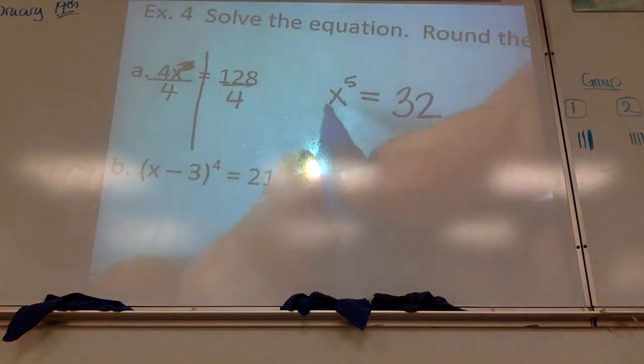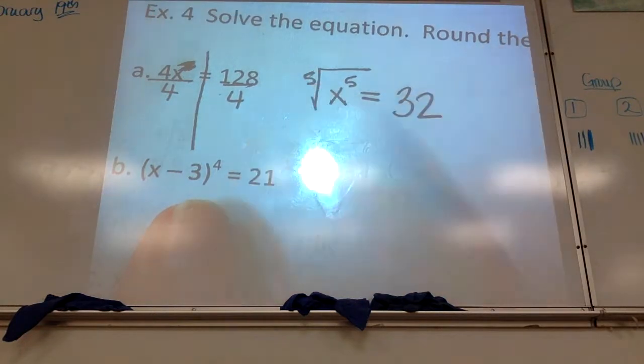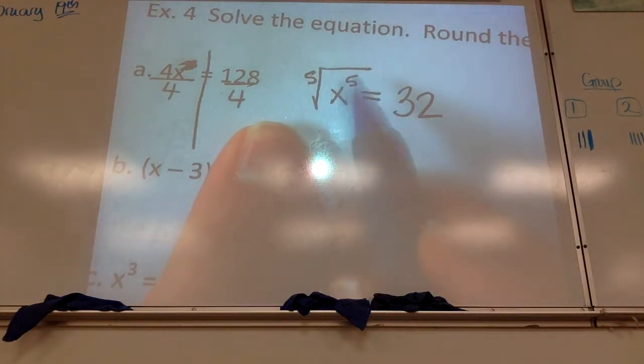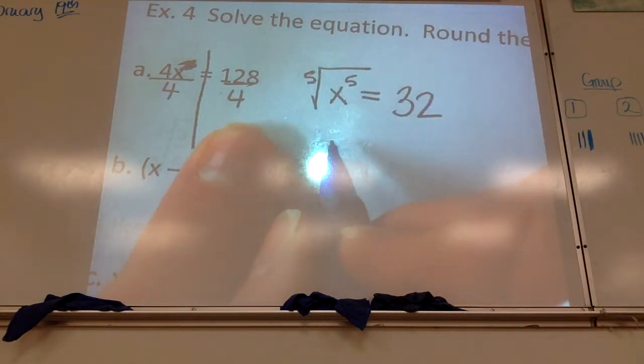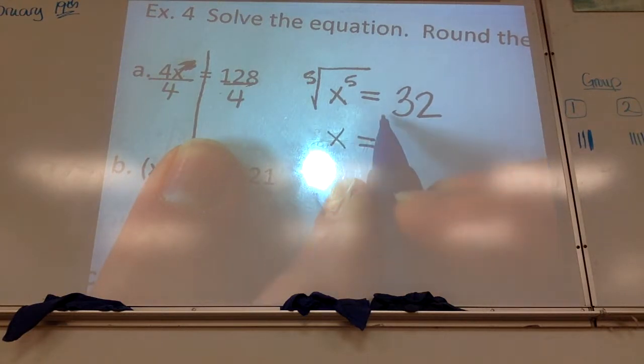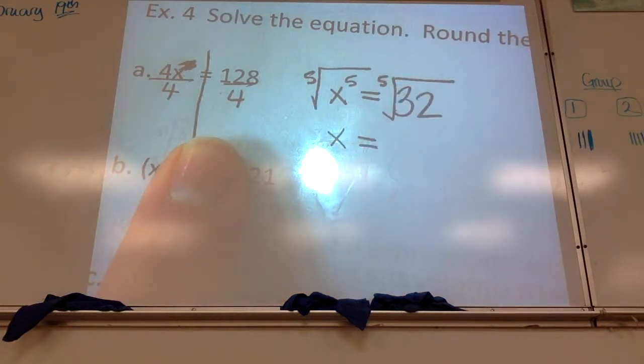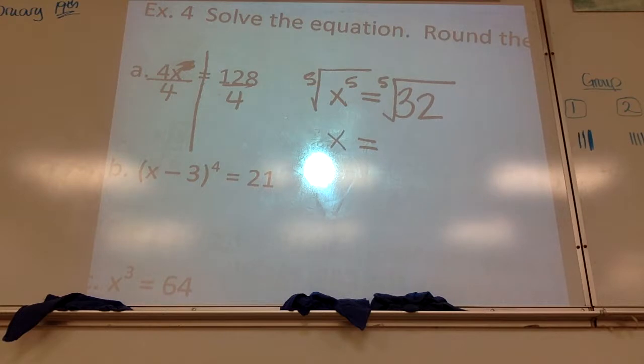Any root makes things smaller. So take the 5th root, and it cancels off the 5. But I have to take the 5th root of 32, which you can type into your calculators, or honestly, these green sheets might be faster. Whatever you think. Okay, good, the 2.